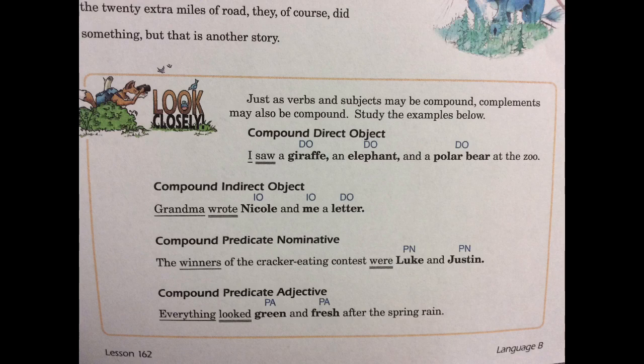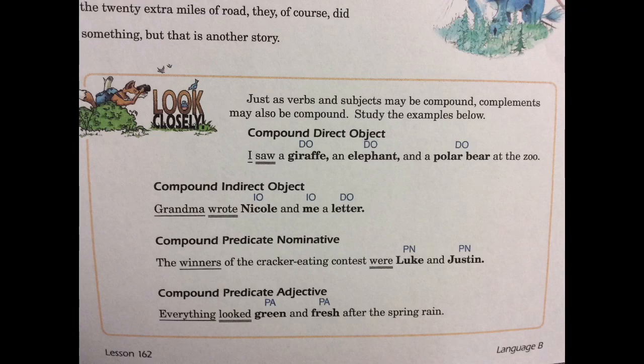And to whom did she write the letter? She wrote it to Nicole and me. Those are our indirect objects, and that would be compound. Okay? Then we have compound predicate nominative. The winners of a cracker eating contest were Luke and Justin.